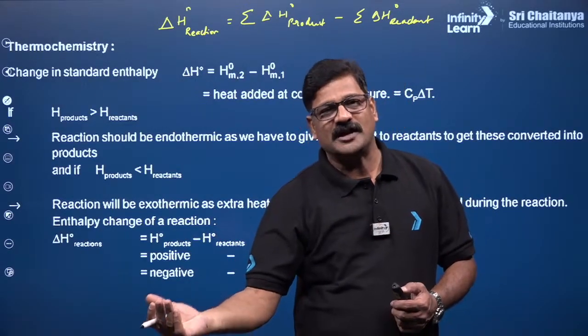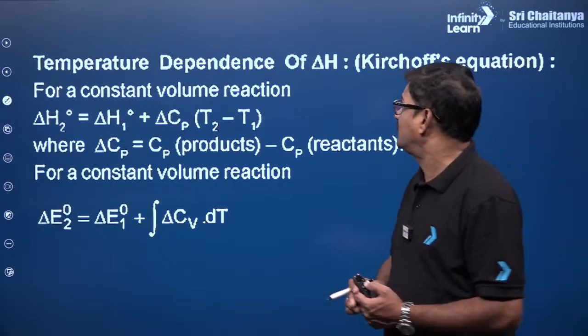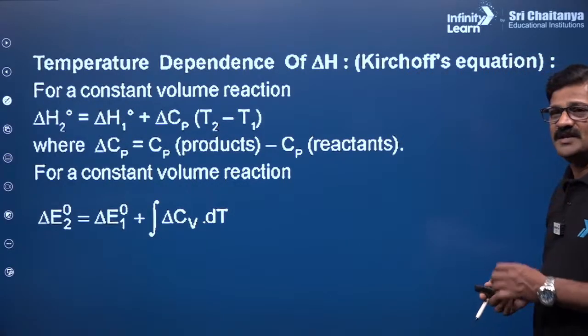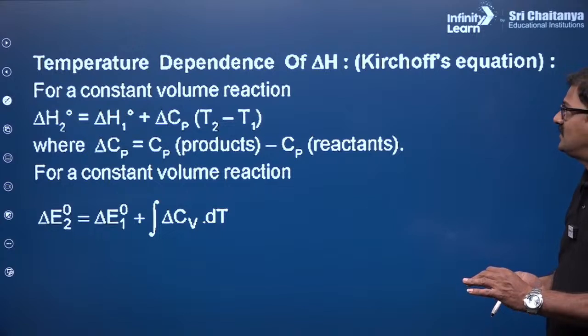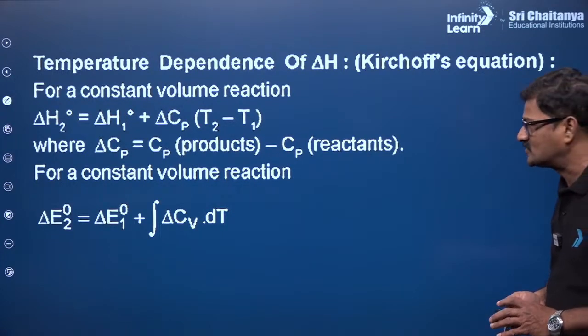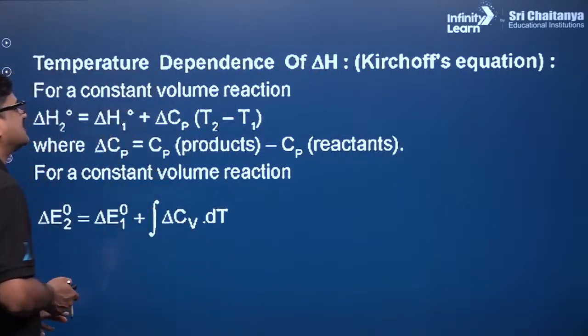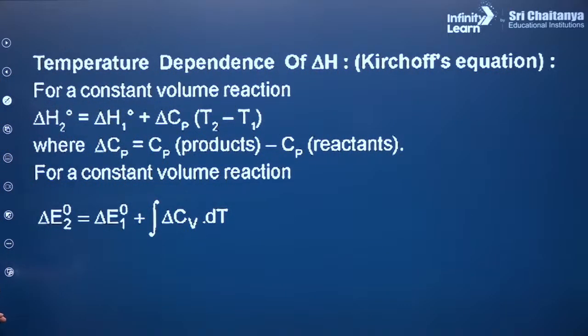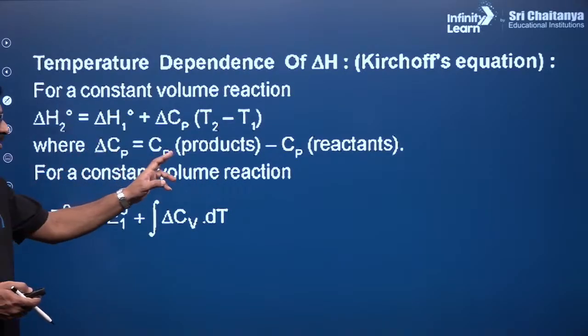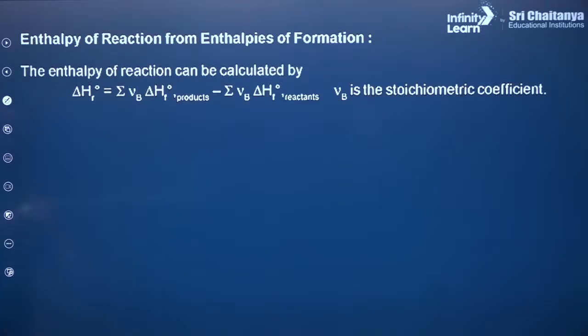If delta H is negative, it is an exothermic reaction. Okay, the temperature dependence of the enthalpy of reaction is given by the Kirchhoff equation. Kirchhoff equation is delta H2 is equal to delta H1 plus delta Cp times (T2 minus T1). Okay, and in this case delta Cp is equal to products minus reactants. Okay, from this you can see enthalpy of reaction and enthalpy of formation.